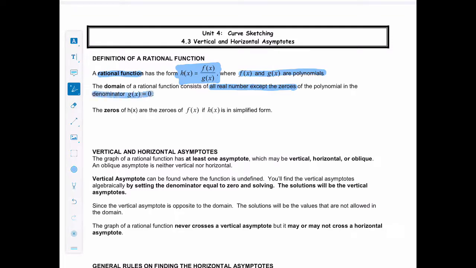So the denominator can't equal 0. Usually that's when we get our asymptotes. The zeros of h of x, the whole entire function itself, are really the zeros of f of x, right? That's kind of easy to remember. Basically, we forget about the denominator in the rational function. We just solve for the x-intercepts of the numerator.